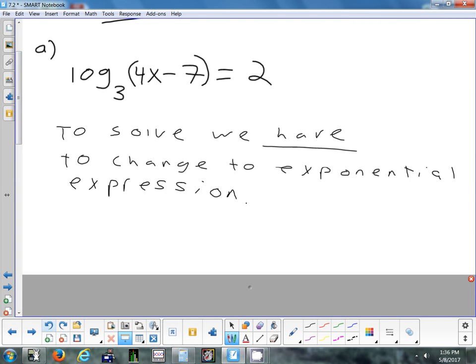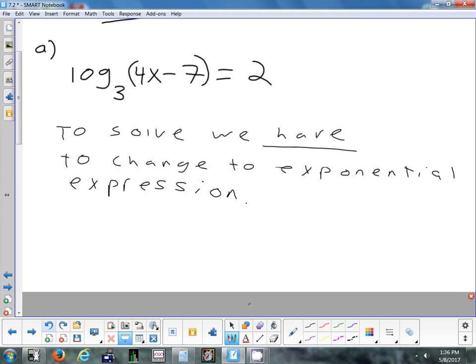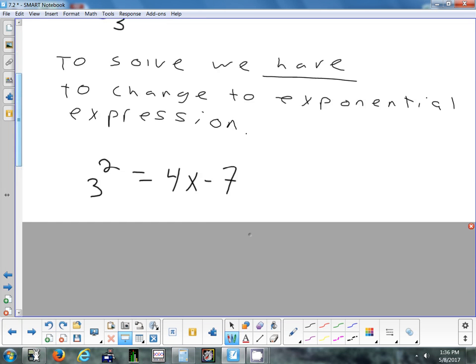Okay, Emily, what's my base in that? 3. Yep. How about my exponent? 2. Logarithm always equals the exponent, and the only thing I have left is 4x minus 7. That goes on the other side.